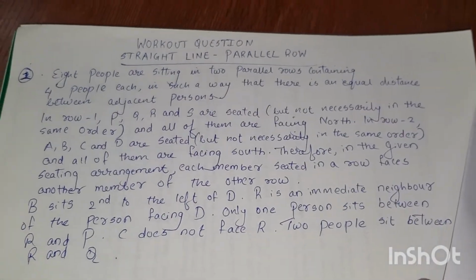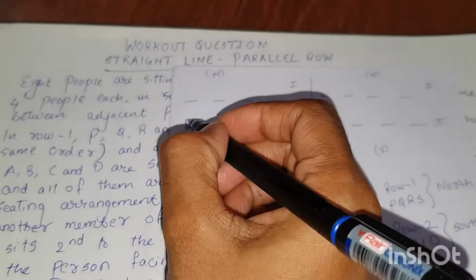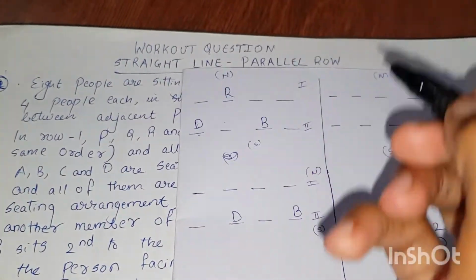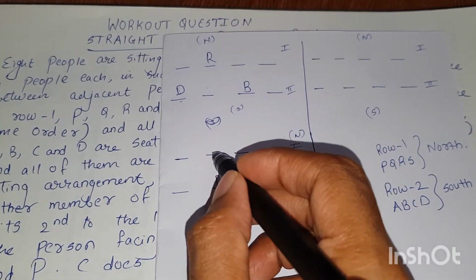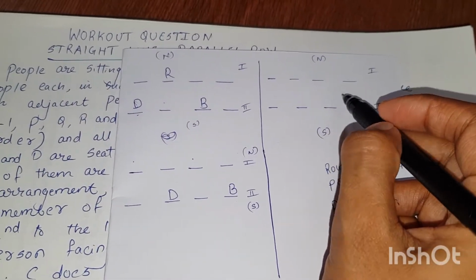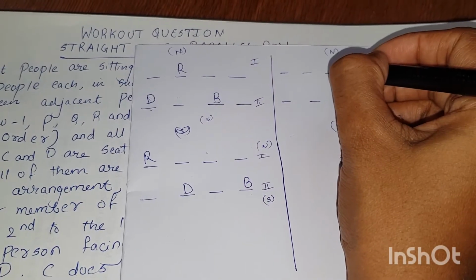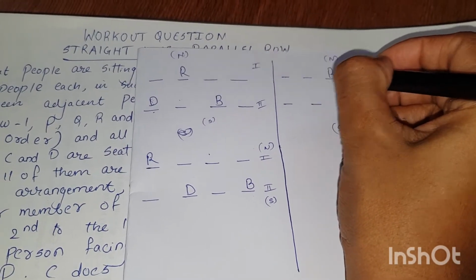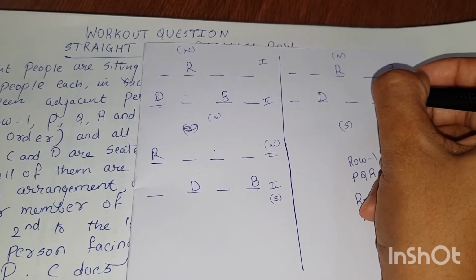R is an immediate neighbor of the person facing D. So in this case R can come here, R can come here. That's why I have drawn another diagram. If R is here, then in the other case, in the third case, R is here. So D is here and B is here.